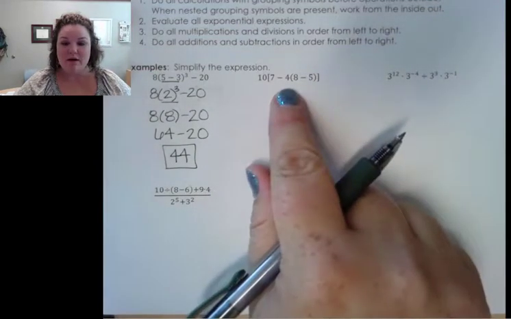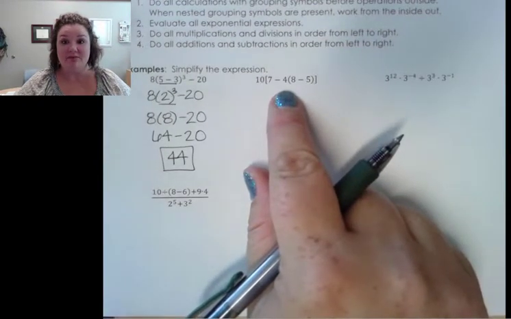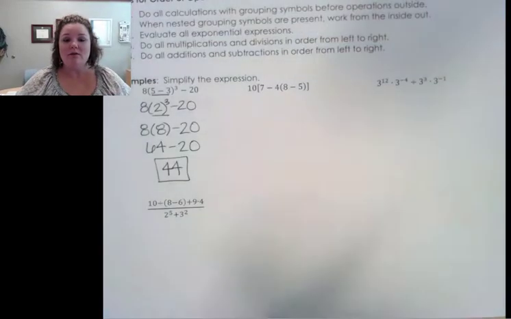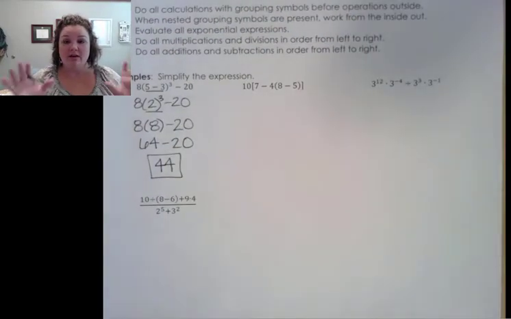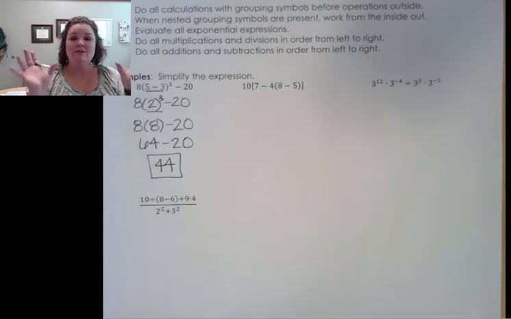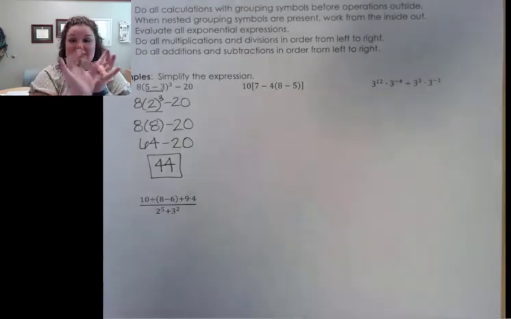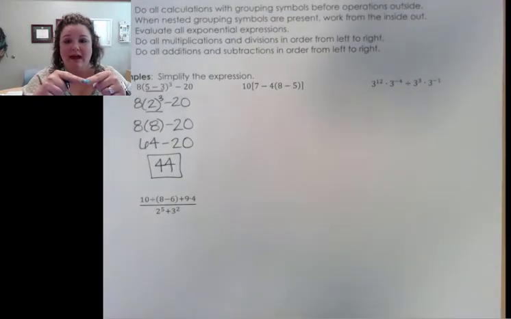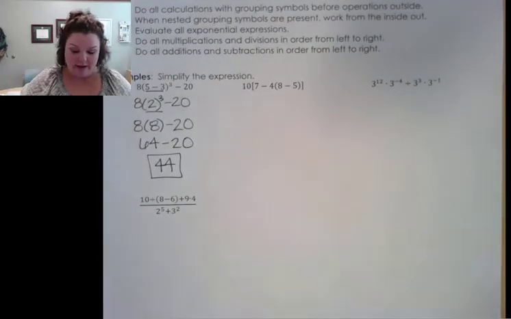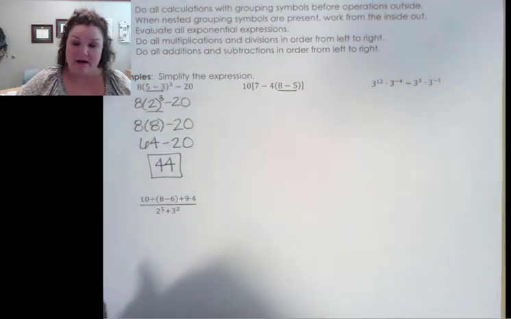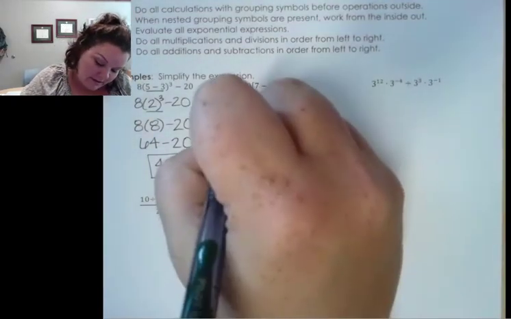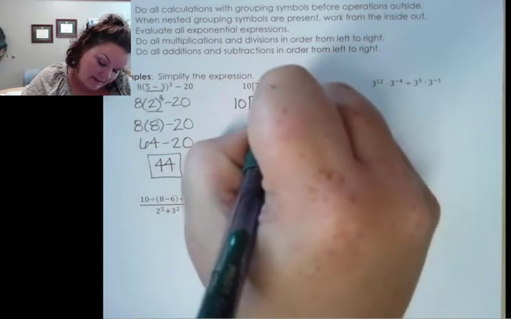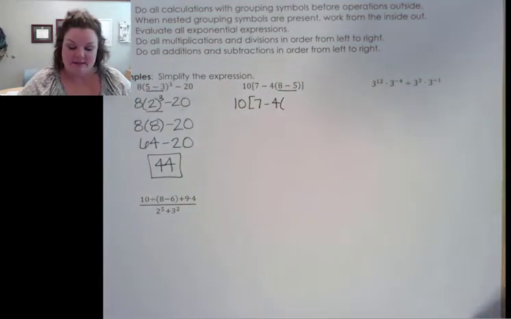All right, this middle one, notice I have grouping symbols inside of grouping symbols. So we have more than one grouping. If they're outside of each other, we can do them on the same step. But if they're inside of one another, then we go to the innermost grouping symbol, and then we start working our way out. Okay, so the innermost would be this 8 minus 5. So I still have my 10, I still have my bracket, 7 minus 4, and then 8 minus 5 is 3.